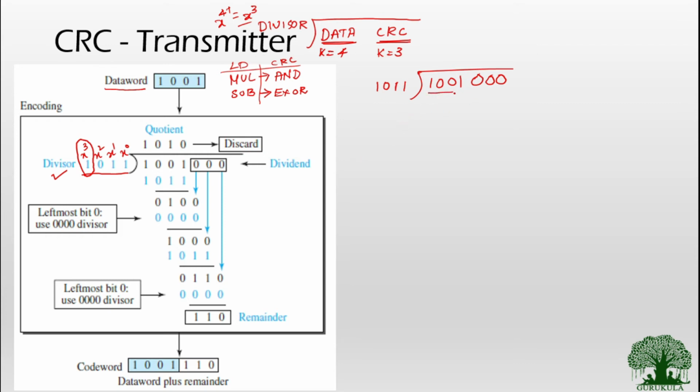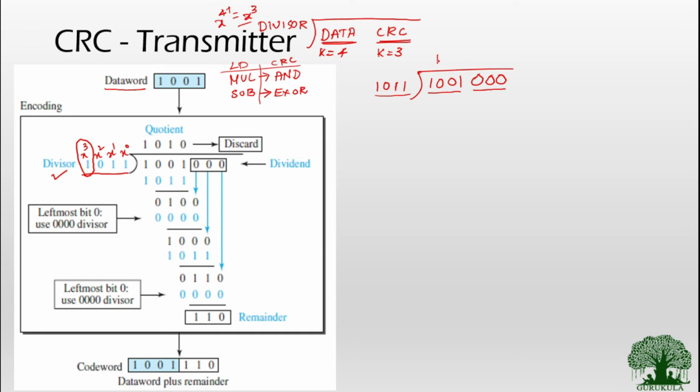So this is what my data is, this is my CRC bits, and this is my divisor. I think you are all clear up to this step. So now I will have to go for the long division method. So I will go for 1 times. In long division method we would perform a multiplication, 1 into this.